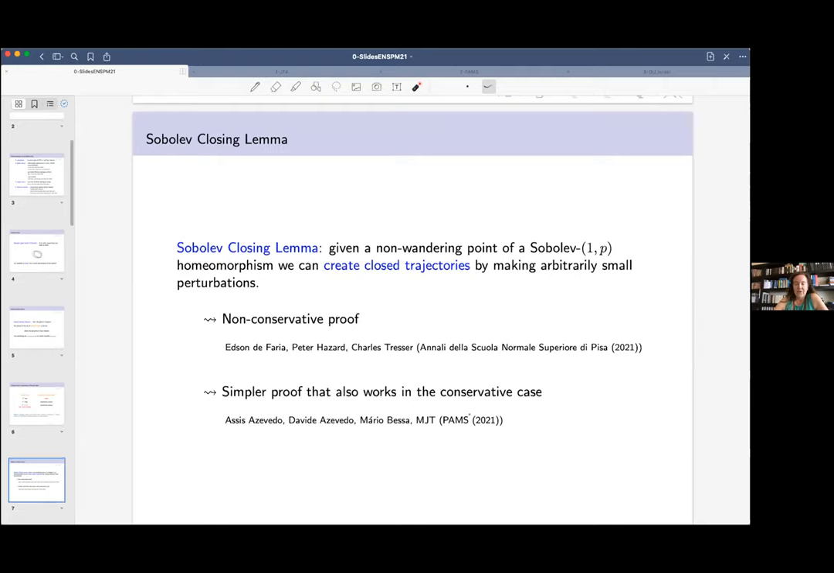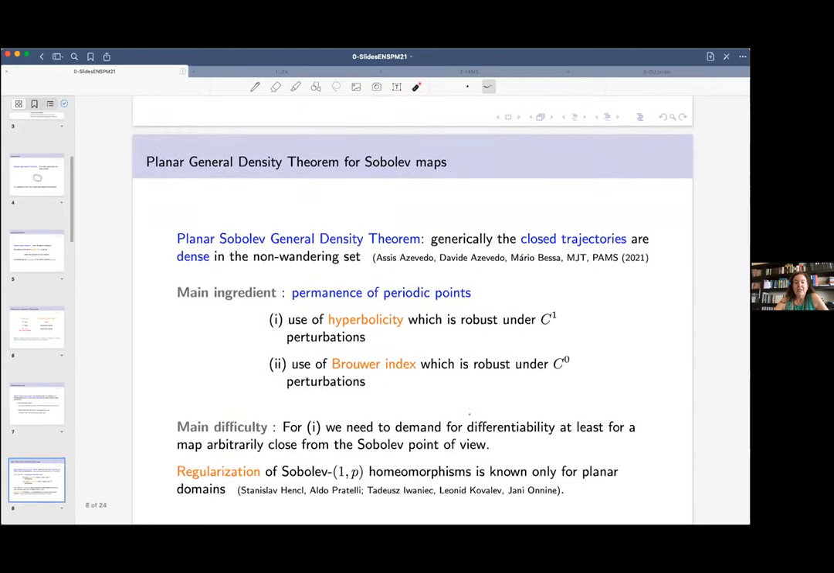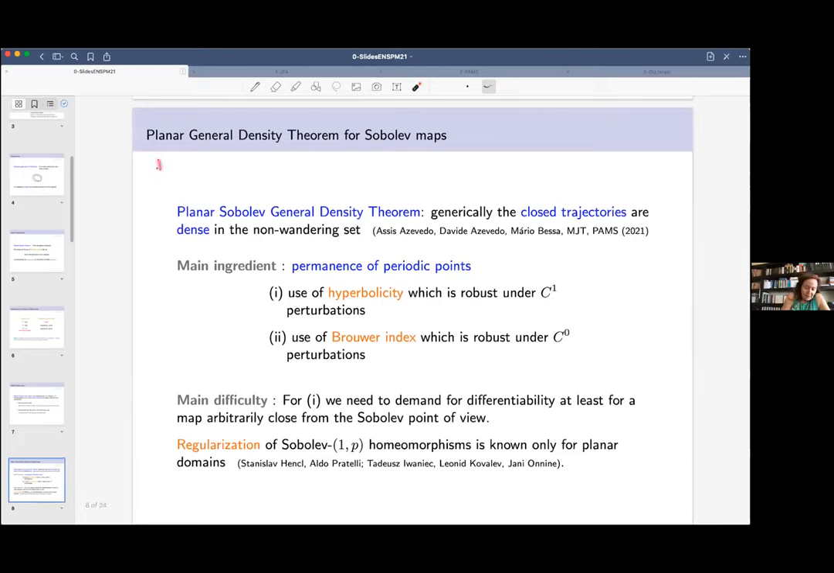With respect to the planar general density theorem, perhaps the first interesting question is why here we only have this result for the planar setting. Well, generically, the closed trajectories are dense in the non-wandering set. The main ingredient, and indeed the main difficulty, is to deal with the permanence of periodic orbits. To deal with this, we make a double argument in which, on one side, we use the Brouwer index, which is robust under C0 perturbations, and on the other side, we use hyperbolicity.